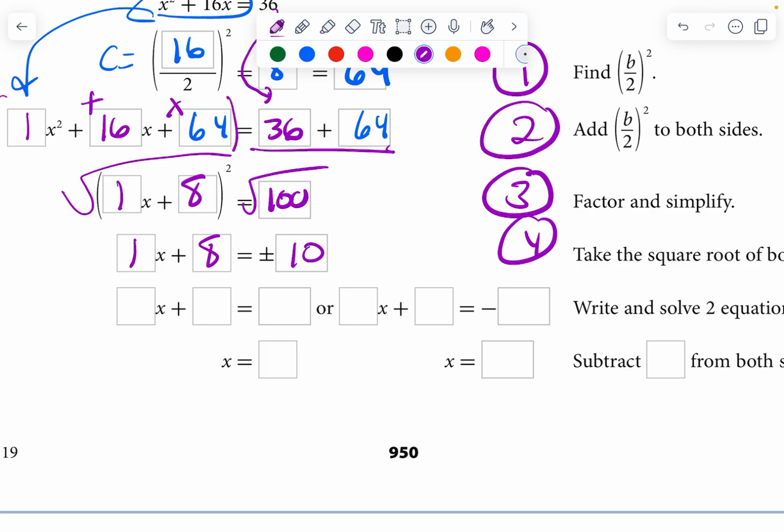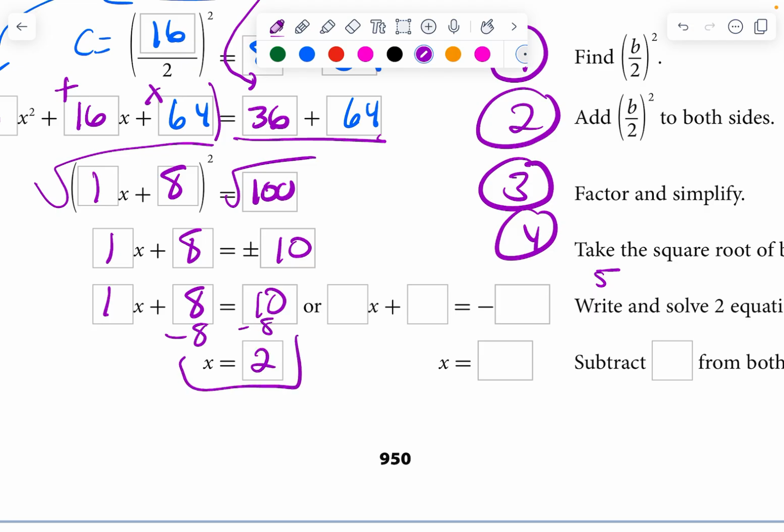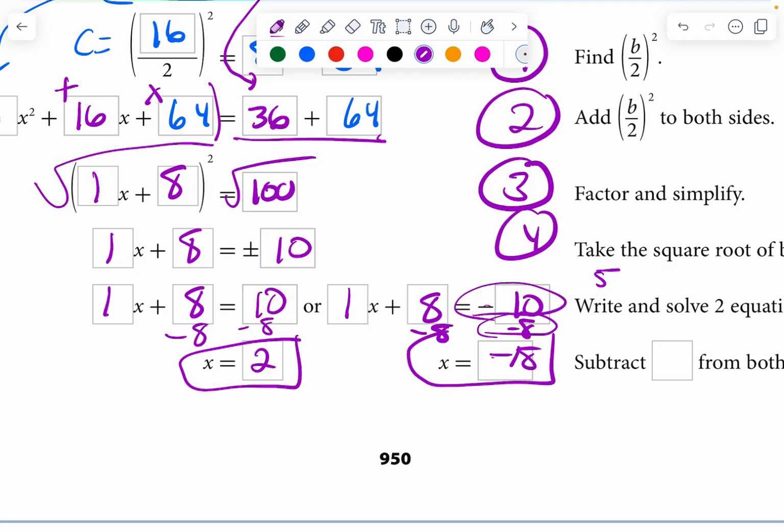So then I have to, number 5, split that into 2 different places. So I have to take 1x plus 8 equals 10, take away 8 from both sides. So x is going to give me positive 2. Then I say 1x plus 8 equals negative 10, subtract 8 from both sides, and I get negative 18, because that's negative 10 minus 8. And those are my 2 answers.